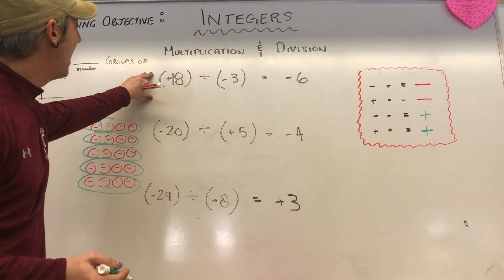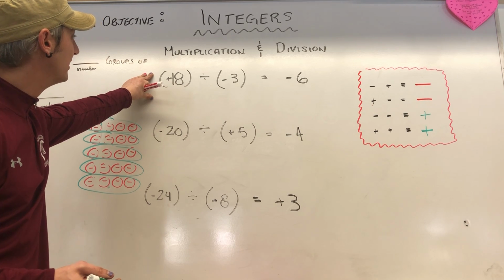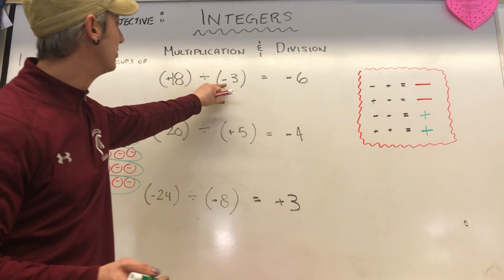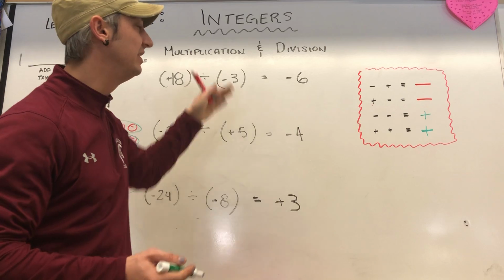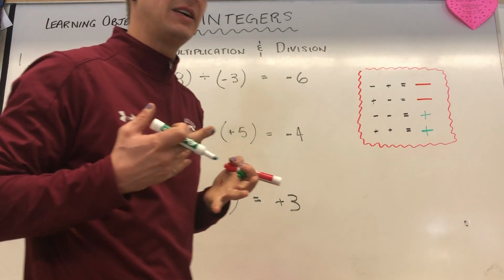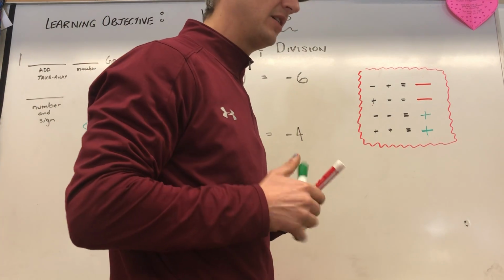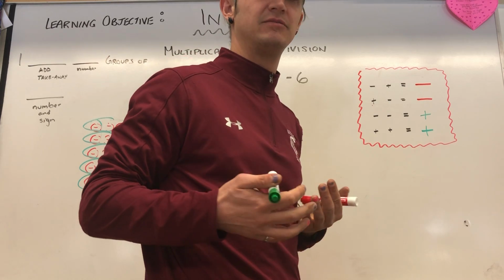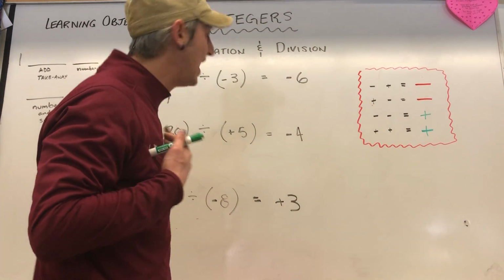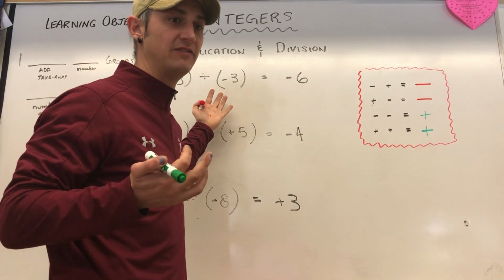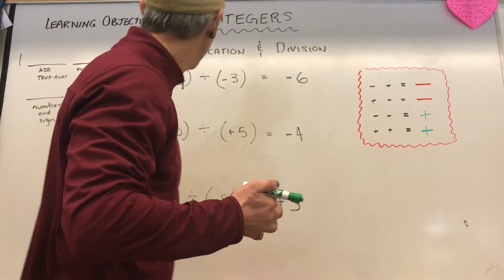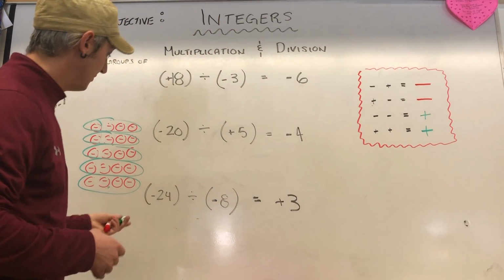I have positive 18, and I'm going to split it up into groups of negative 3. See, it just doesn't make as much logical sense. And when I learned this, that was what I was taught, that division kind of breaks down this visualization, okay? But here, let's try this one.